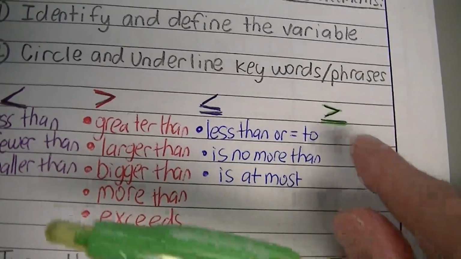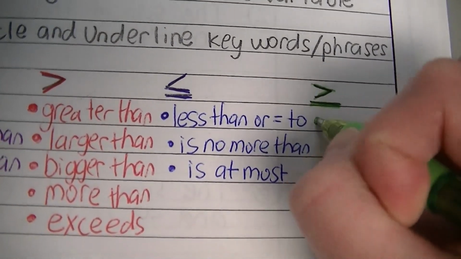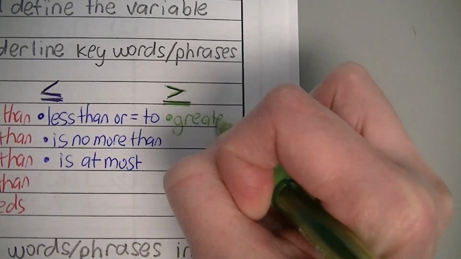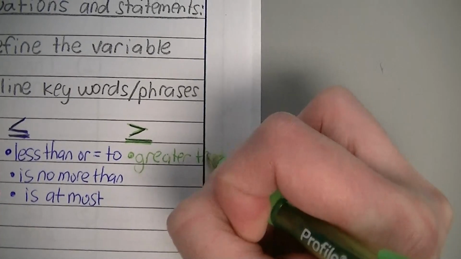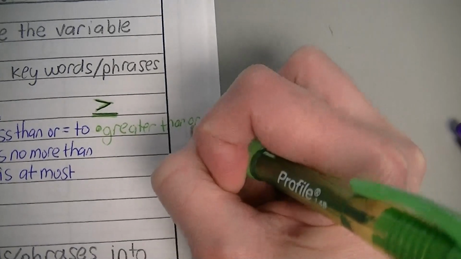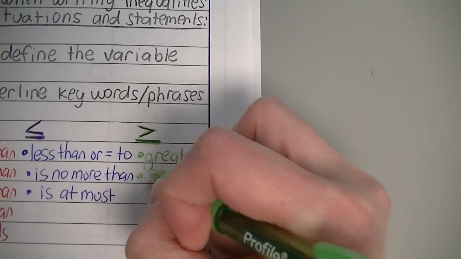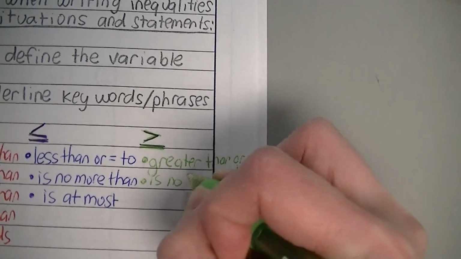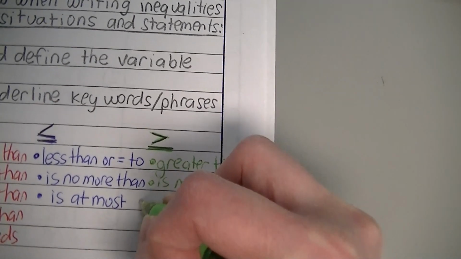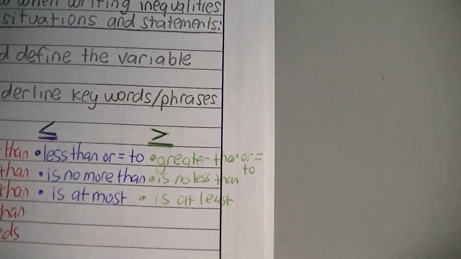All right, now to use the symbol greater than or equal to, here are just a couple of phrases. If they say greater than or equal to, then probably use that symbol. If it says is no less than, or if it says is at least, okay?